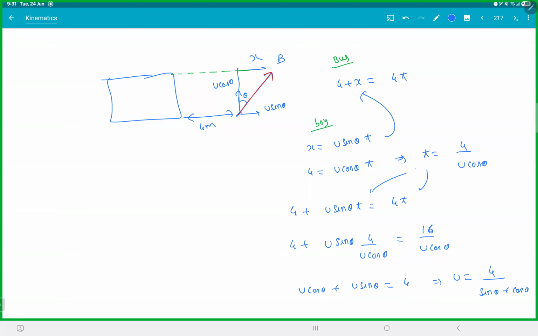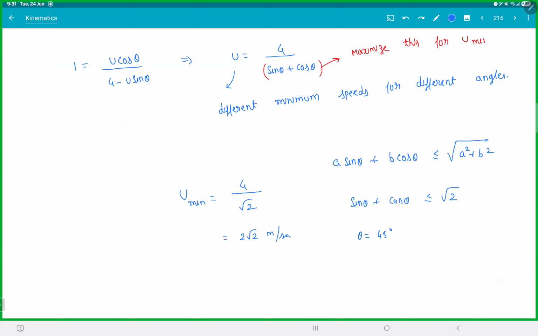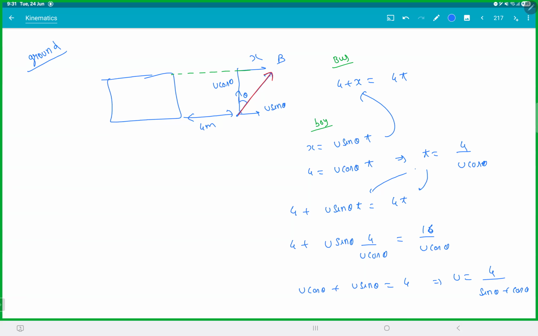Are you clear with this? I could have done this in the ground frame. You could have done it in the relative frame. It doesn't matter. All are same. You will get the answer. But if you do it in the relative frame, this is how the path looks. So the driver will think the boy is coming towards the bus at an angle. Any doubts on this? Is this alternative method getting clear, if you do it in the ground frame? Any doubts on this? Great. Next one.